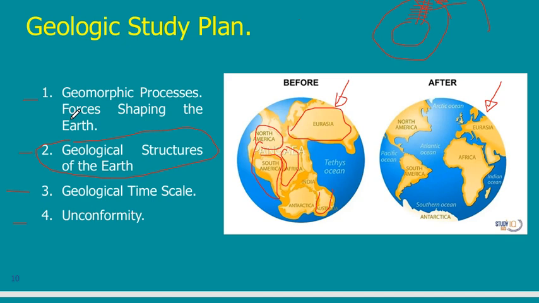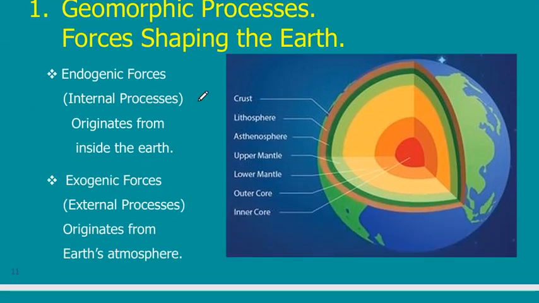Then the result of this shaping is the geologic structures. Then I can have a time scale describing all of the layers from the early start till now. And in some cases, this time scale is not full. There are some missing gaps. These missing gaps are called unconformity. So this is our study plan, and it is important. We'll take one by one.